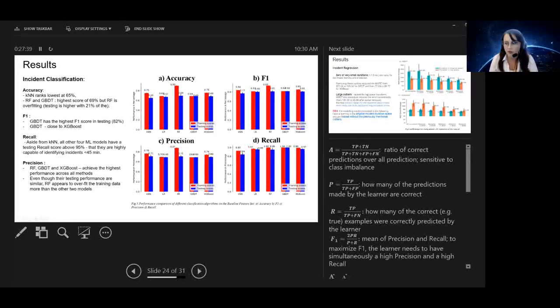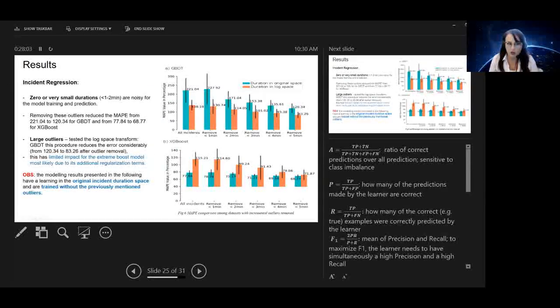But F1, let's have a look at F1. I think this is the most important from what we need. And if we look at F1, GBDT was the one that gives us the highest F1 score for both training and testing, right? And it was very close to XGBoost. Again, random forest is overfitting. So this gives us some indication about what model works best.